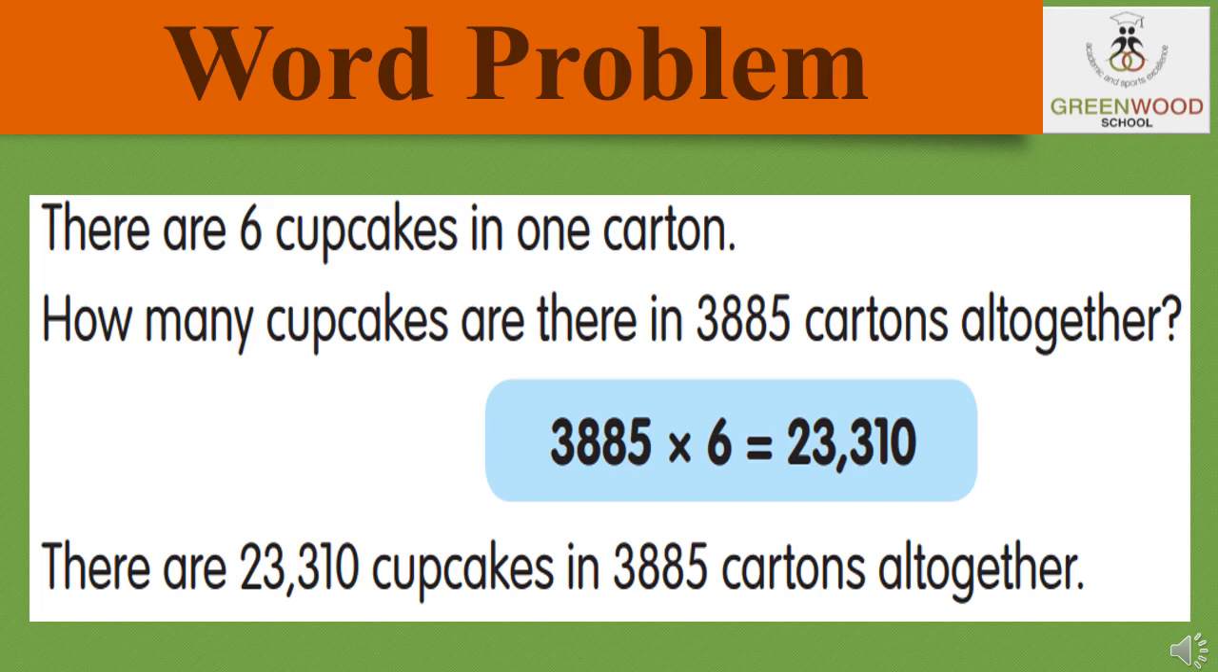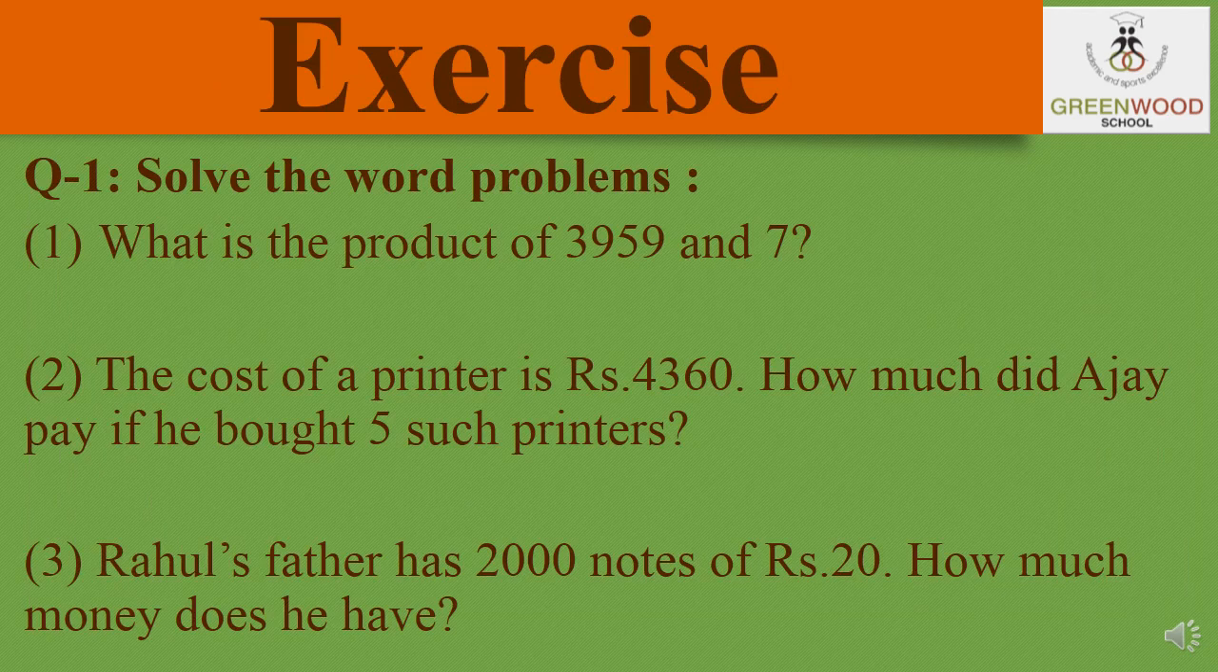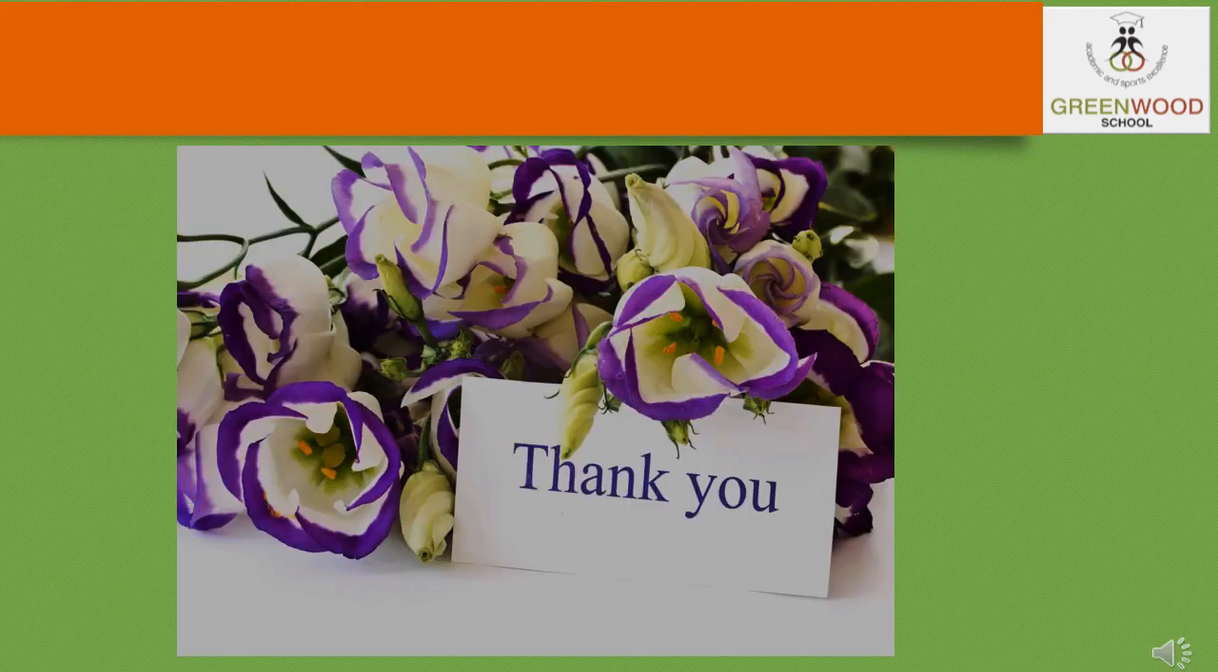So when we multiply 3,885 into 6, we'll get the answer 23,310. So I can say that there are 23,310 cupcakes in 3,885 cartons altogether. The next is exercise. Solve the word problems. Read the question carefully and find the product of the numbers given to you.